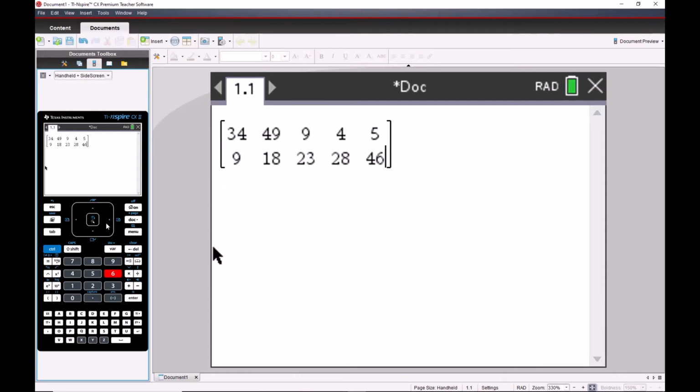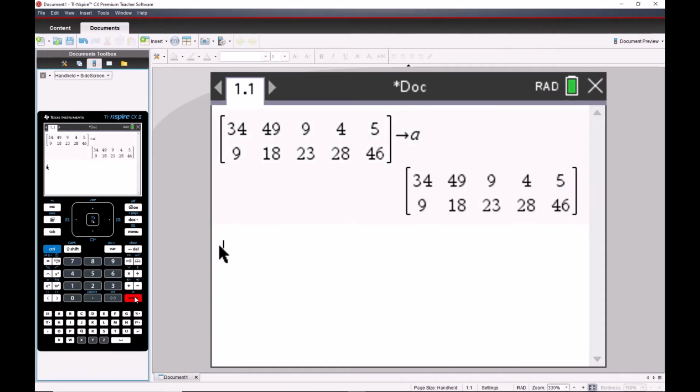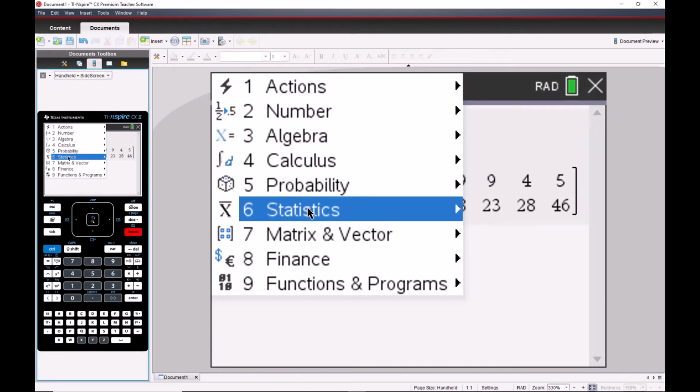What you want to do now is right arrow out. See, you want this outside of your matrix. And we need to store that as a letter. So Control var is store. And I'm going to pick A. Why not? Hit enter. Okay, now it's stored. To get everything we need, we're going to stay in here, go to menu, and run the test.